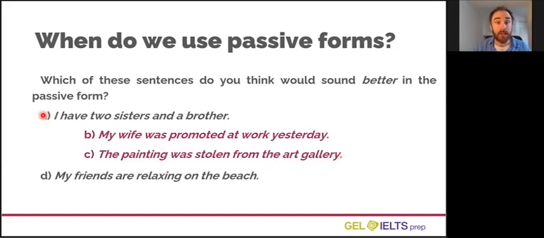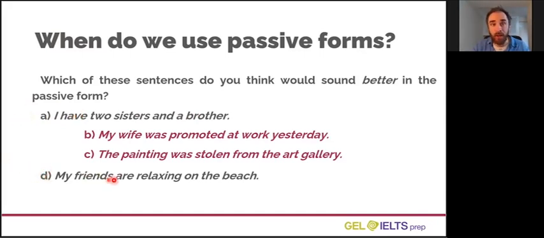A, I have two sisters and a brother. Well, I am talking about my family, so it makes sense to begin the sentence with I. This is active and it's correct. Also, generally, we don't use the verb have in passive very often.